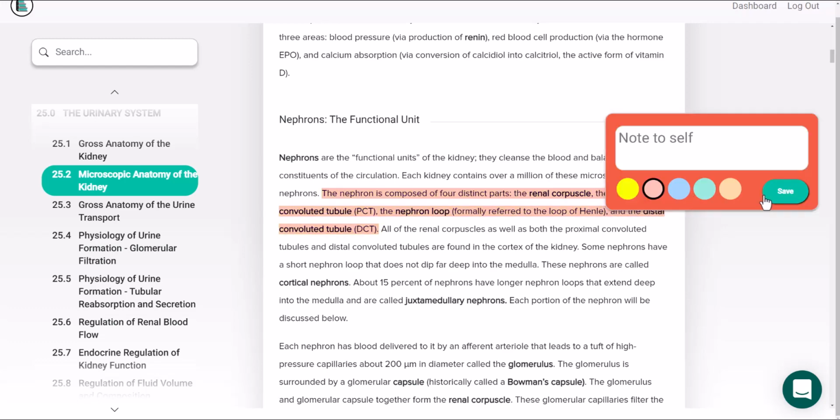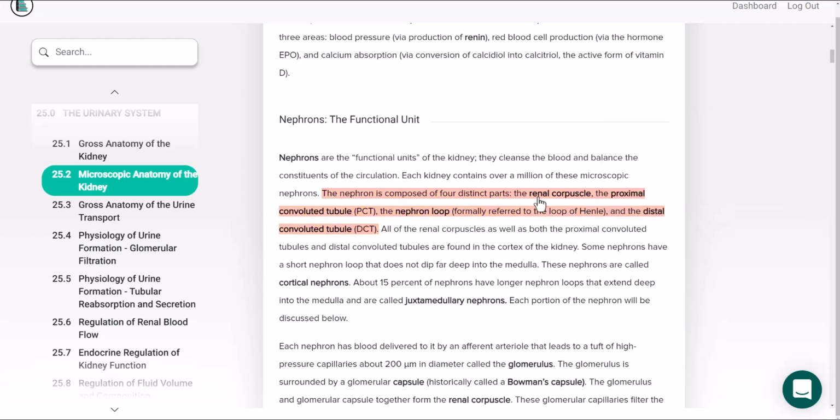There's the renal corpuscle. Now, corp means body, so I just think of this as the renal structure, the renal body. Then there are three sections of tubing.